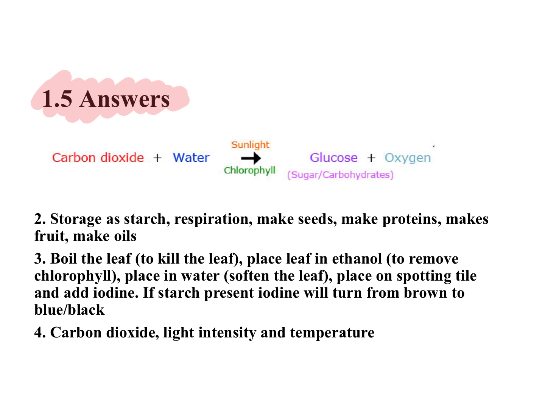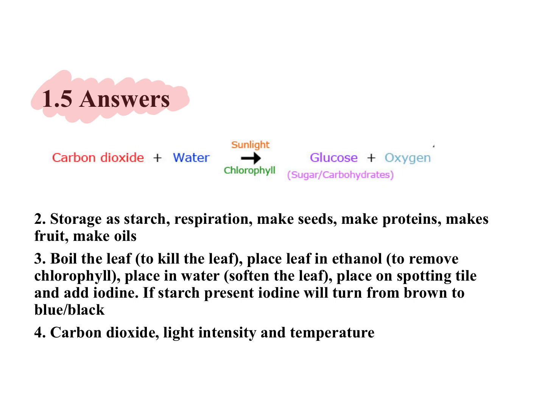So question number 1, equation for photosynthesis. We've got carbon dioxide and water as raw materials, facilitated with sunlight and chlorophyll, that then produces the products of glucose and oxygen. Number 2, name the uses of glucose. We've got storage as starch, respiration, make seeds, make proteins or protein synthesis, make fruits and oils.